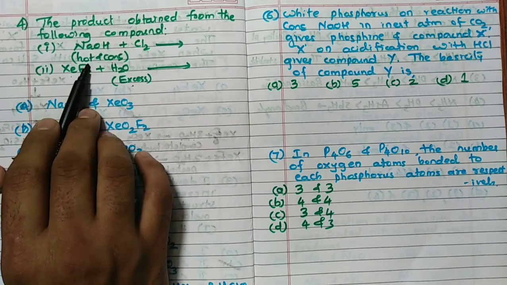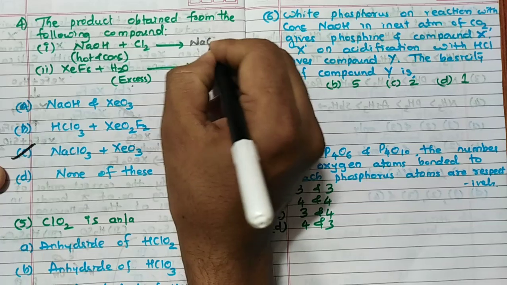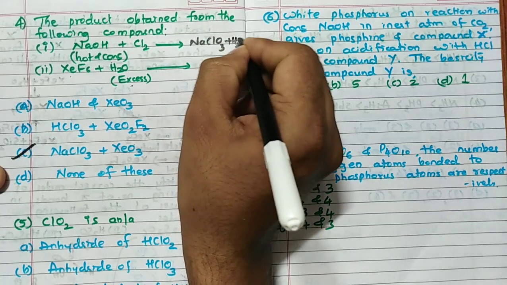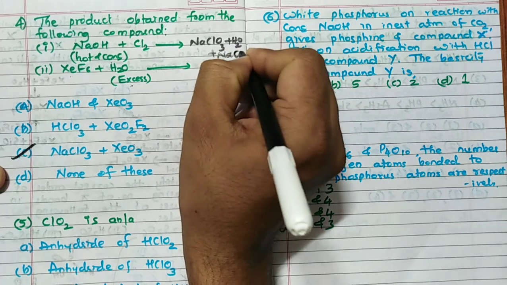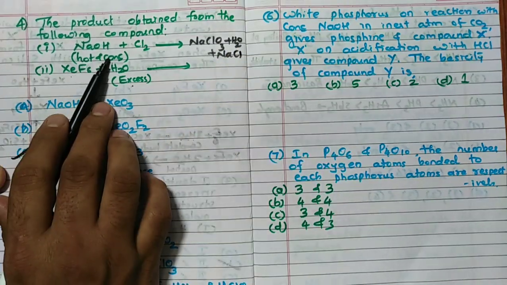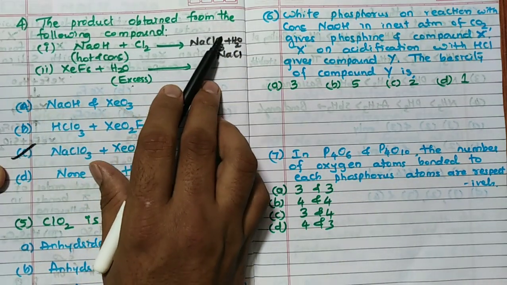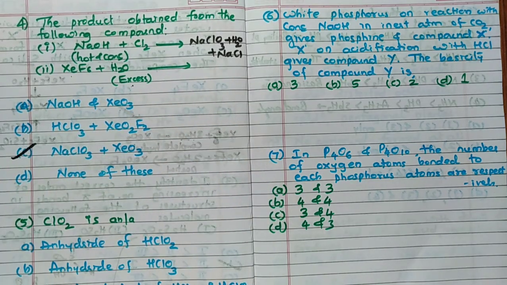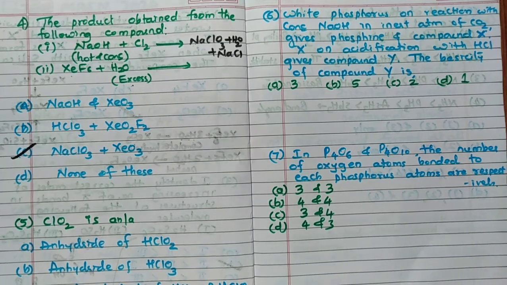Remember, with Cl2 hot and concentrated, you are going to get NaClO3 plus H2O plus NaCl. If it is cold and dilute, then you are going to get NaClO. But here NaClO3 and XeO3 is the answer. So C is the correct option in this particular case.